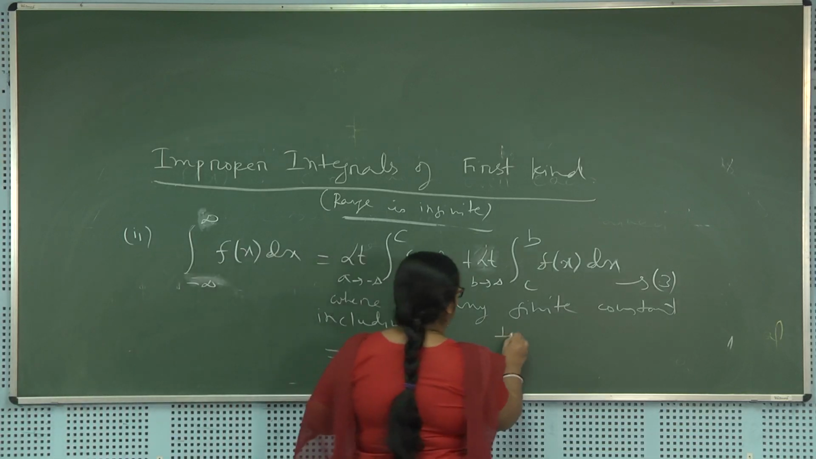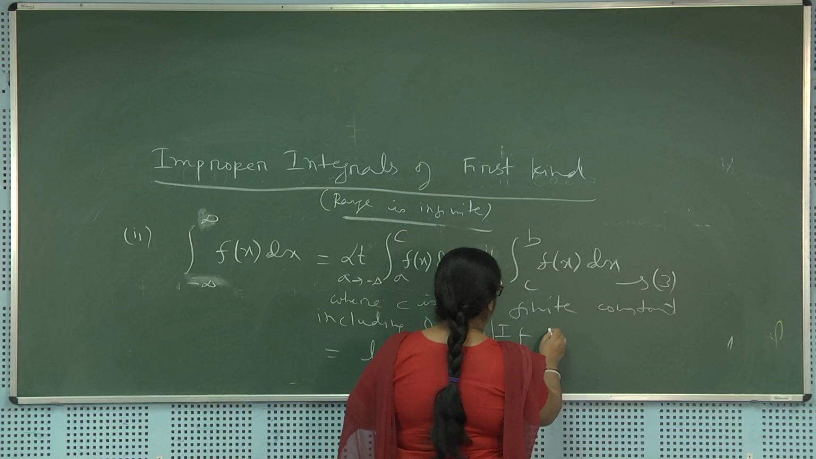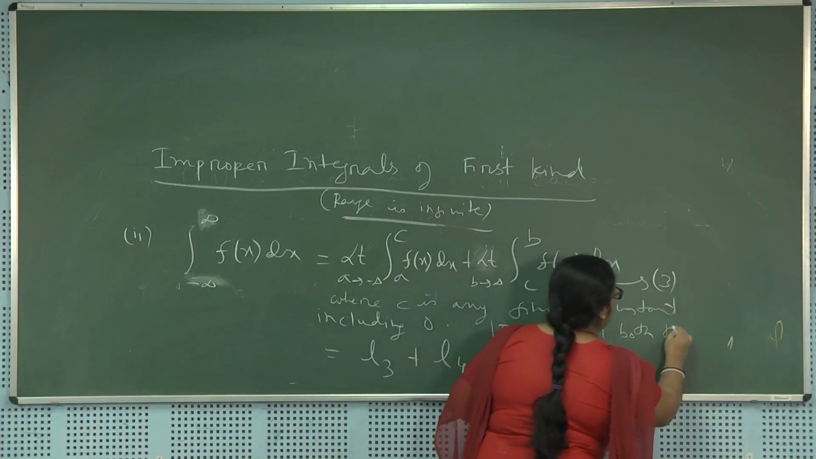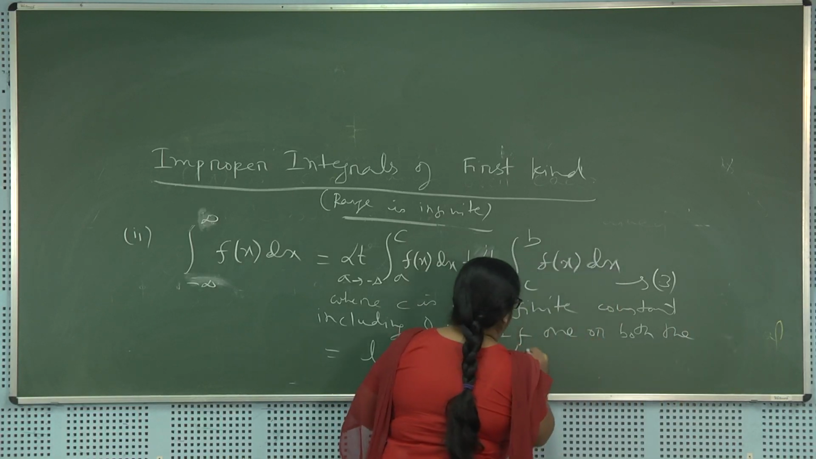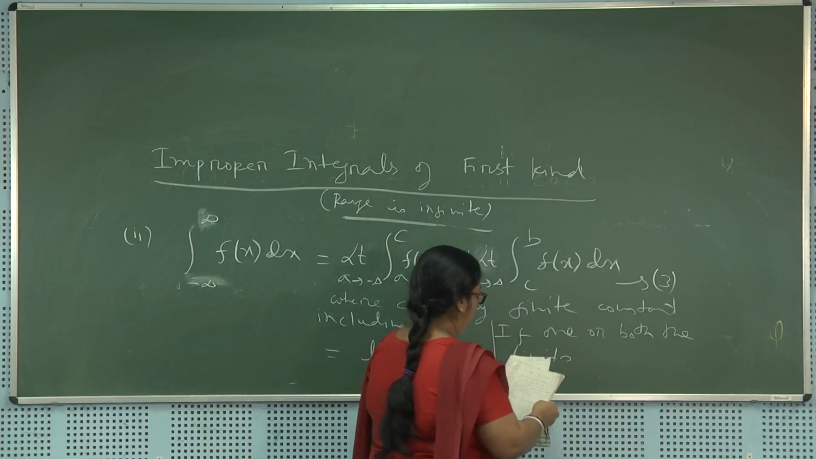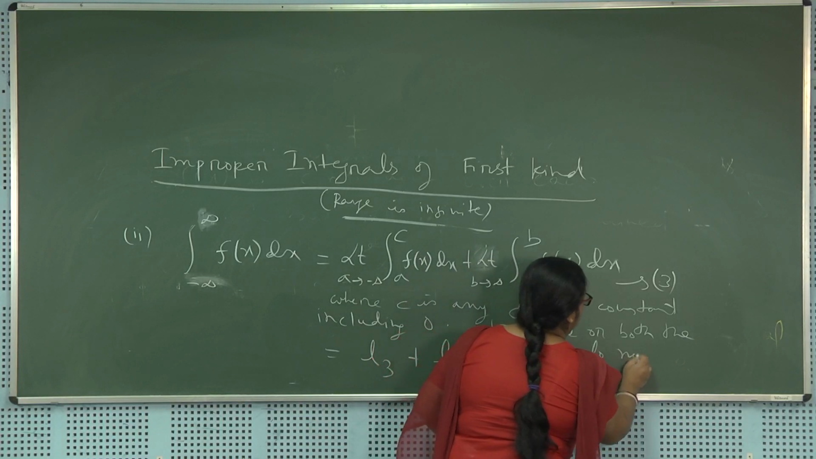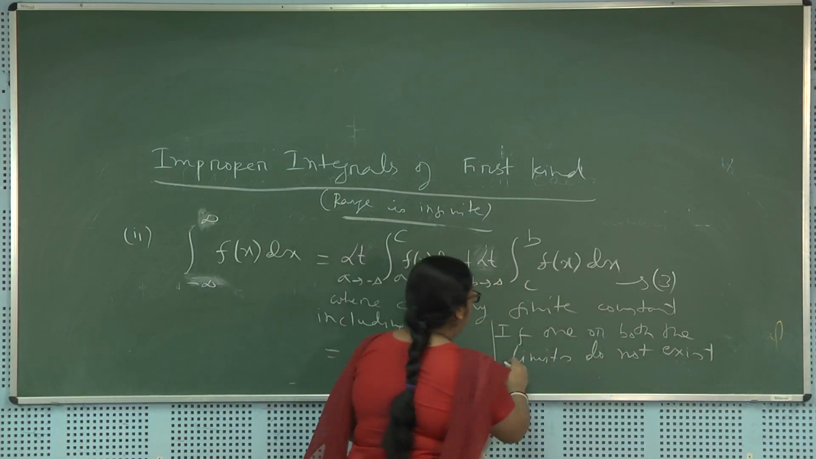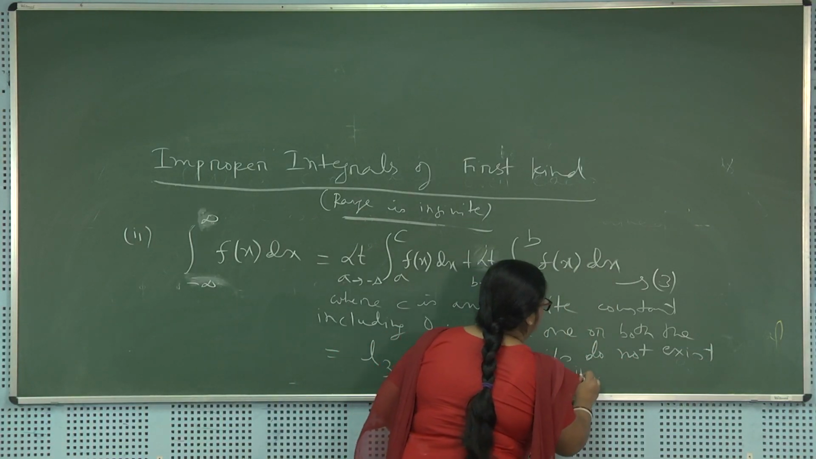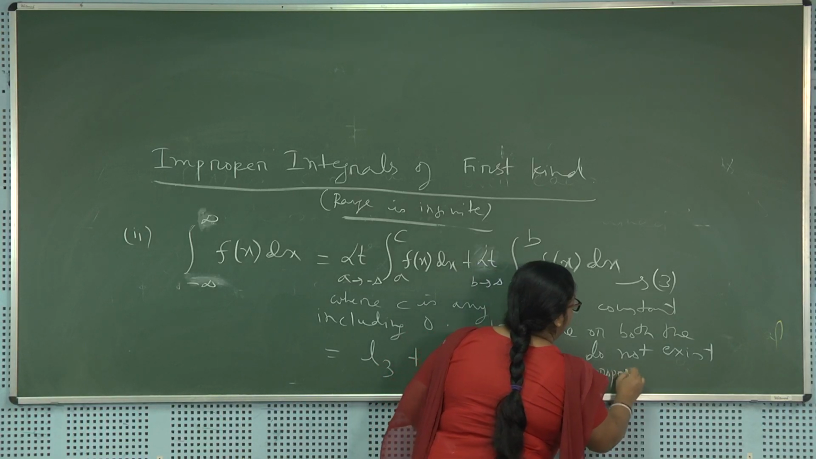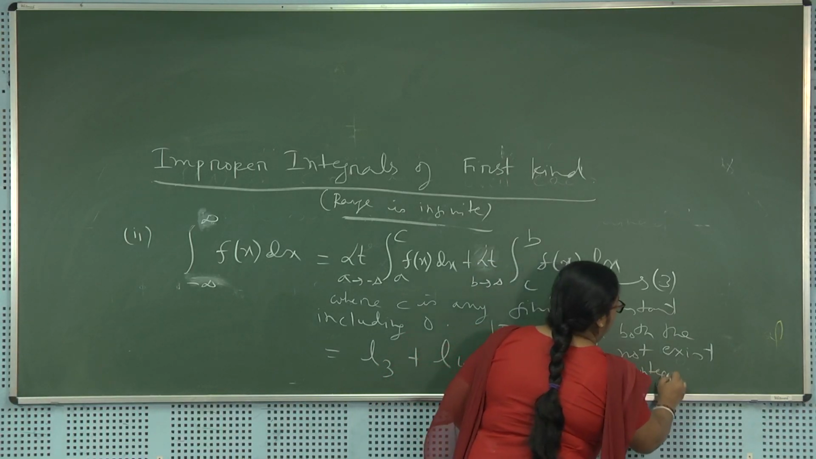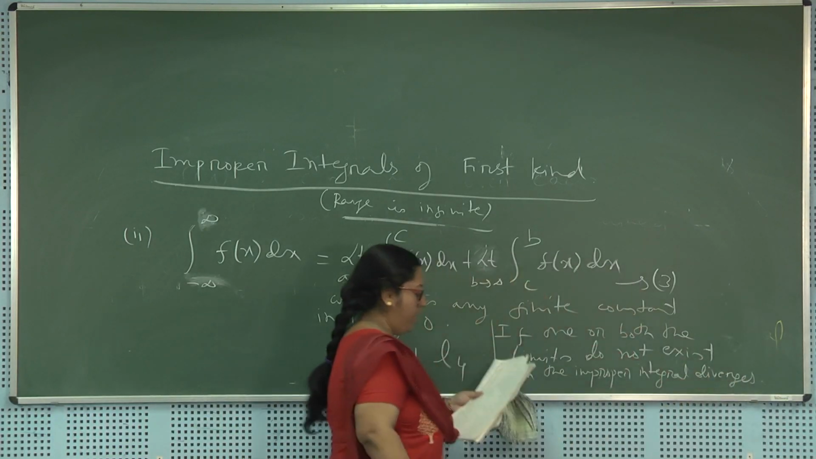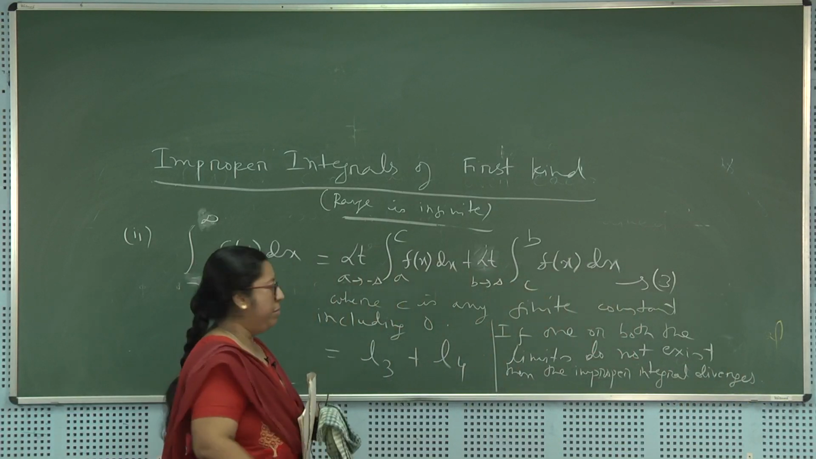So, if one or both of the limits do not exist, then the improper integral diverges. Okay. Now, we will do some problems regarding this concept.